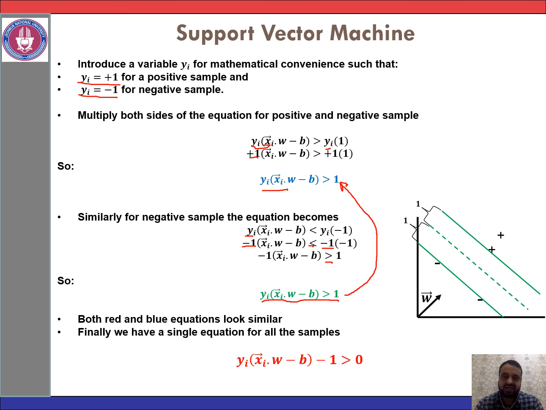Now we can write both equations as a single equation because of the introduction of this new variable yi. Here is the final equation. What we did is bring this 1 to the left side, and then we can write the equation for both positive and negative samples as yi multiplied by xi dot w minus b, minus 1 is greater than 0. So this is the final equation for both the positive and negative samples.